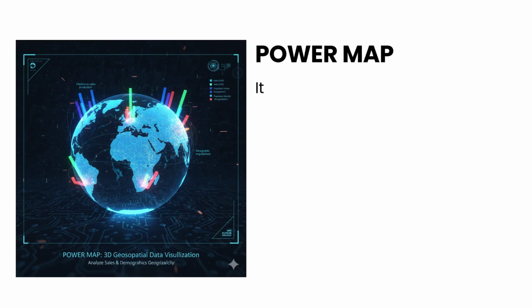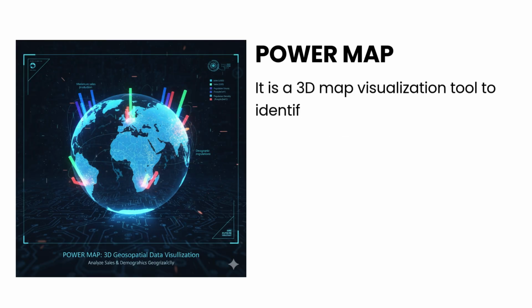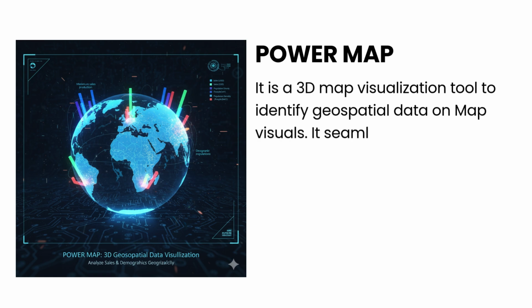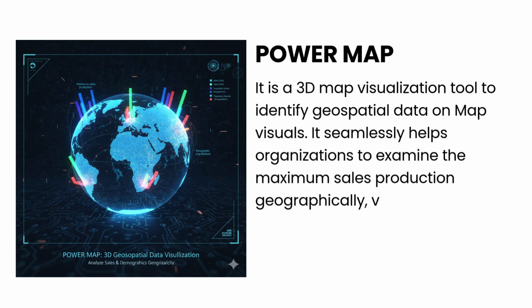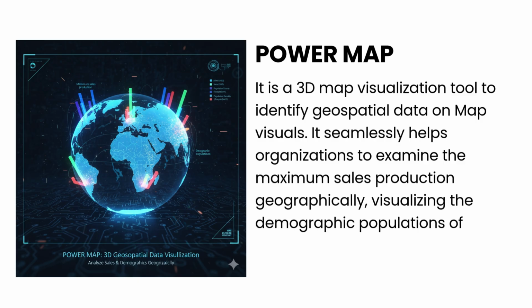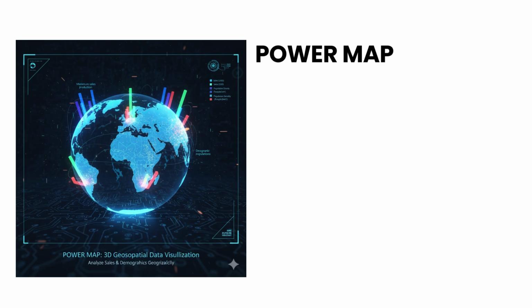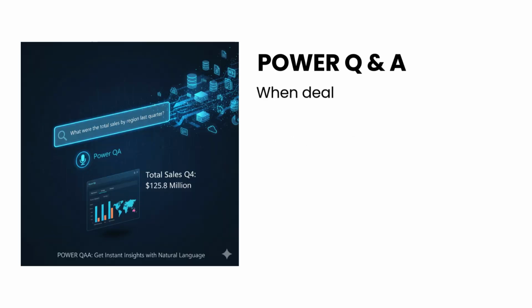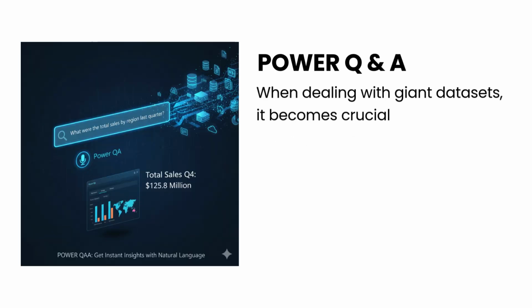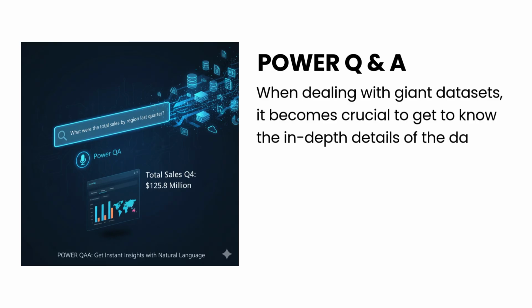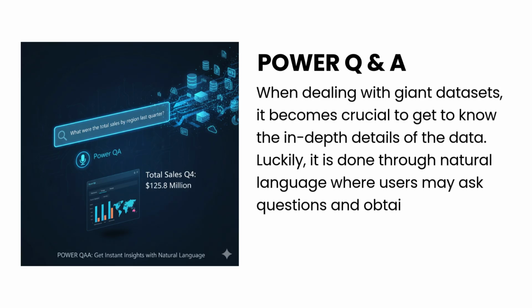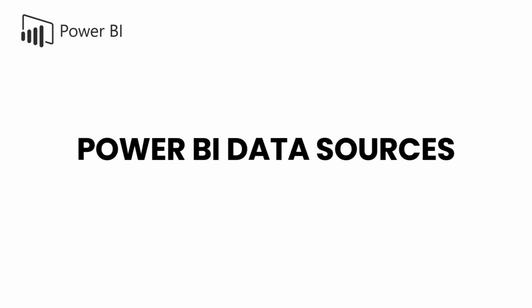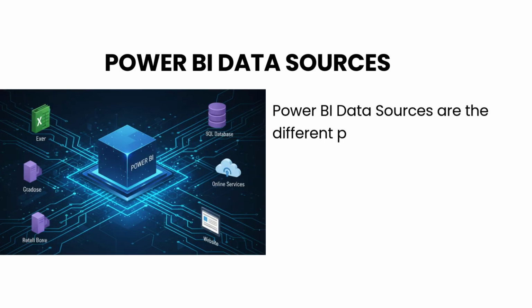Power Map. It is a 3D map visualization tool to identify geospatial data on map visuals. It seamlessly helps organizations to examine the maximum sales production geographically, visualizing the demographic populations of specific regions. Power Q and A. When dealing with giant datasets, it becomes crucial to get to know the in-depth details of the data. Luckily, it is done through natural language where users may ask questions and obtain the answer through Power Q and A.